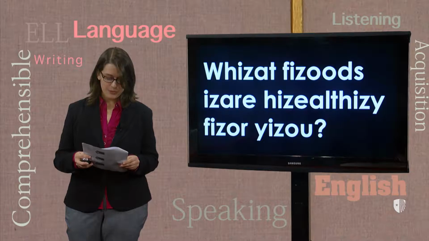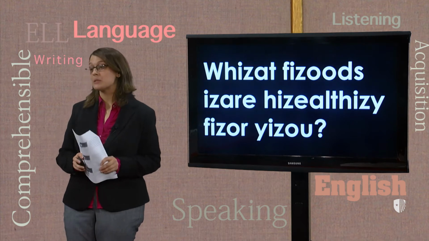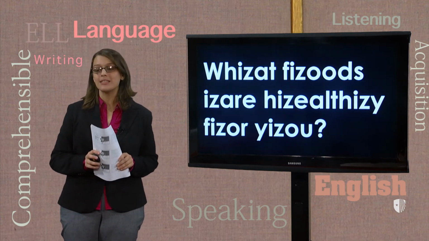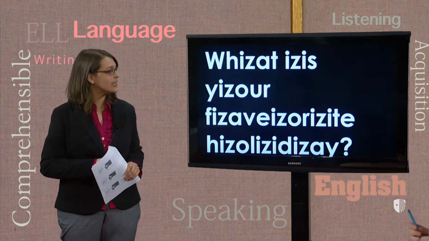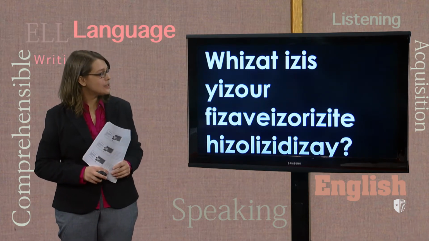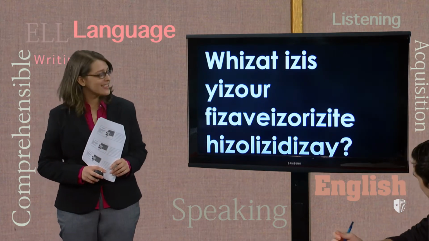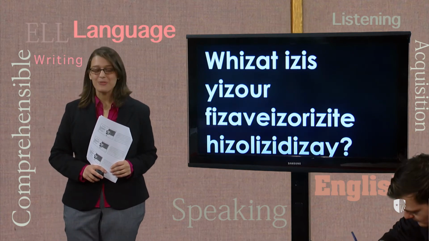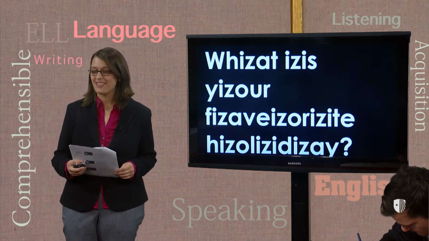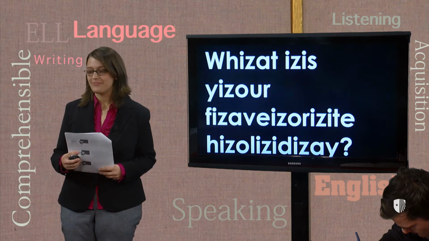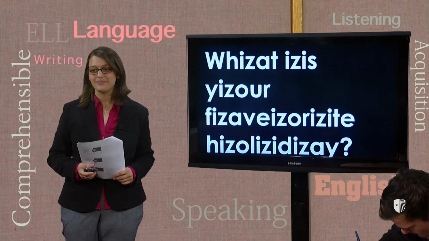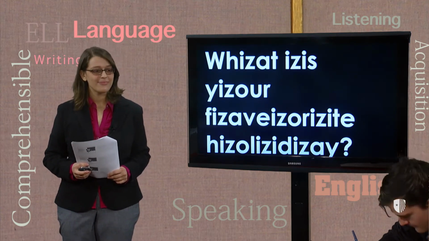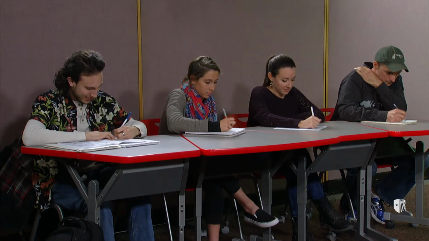Okay. All right, the next one, I would like you actually to write this one down, but please write in the is dialect, okay? So the next question is, wizat is, yizor fize vizor rizit, hizal izid dize. Please write it down. Just write our response. Yes, please. In the is dialect. Okay, are we all finished? Does someone want to volunteer and share their answer that they wrote down?